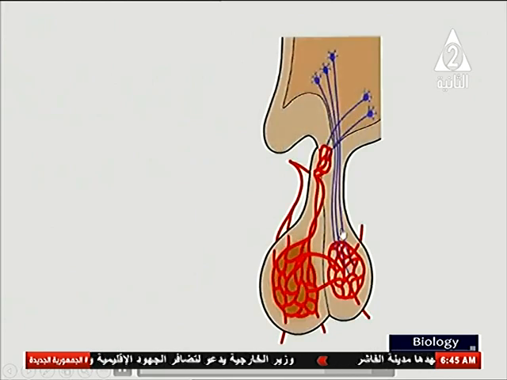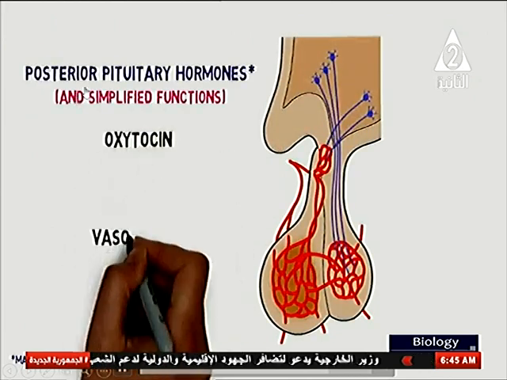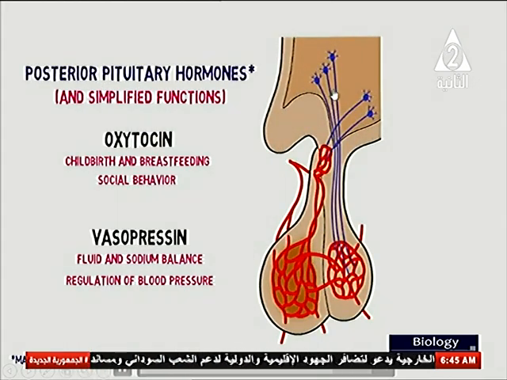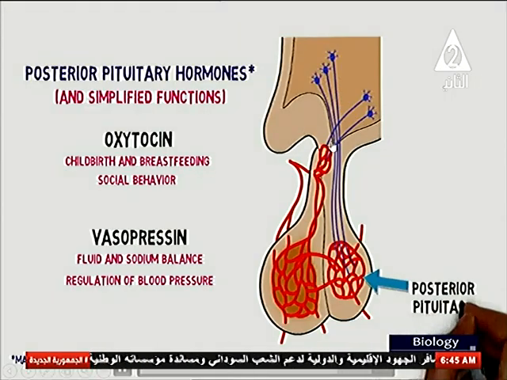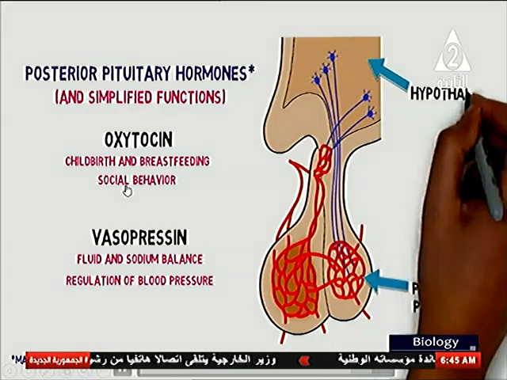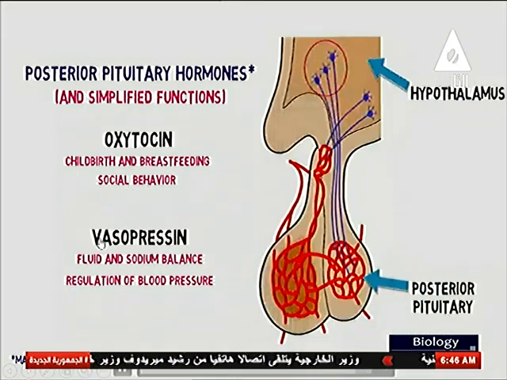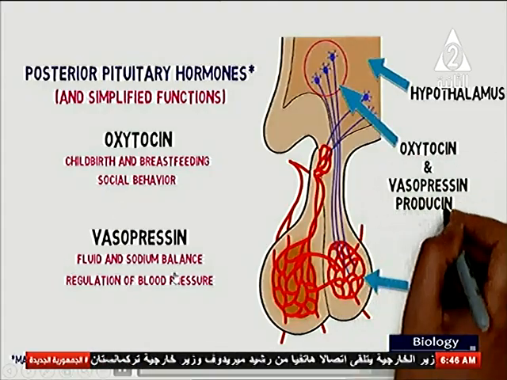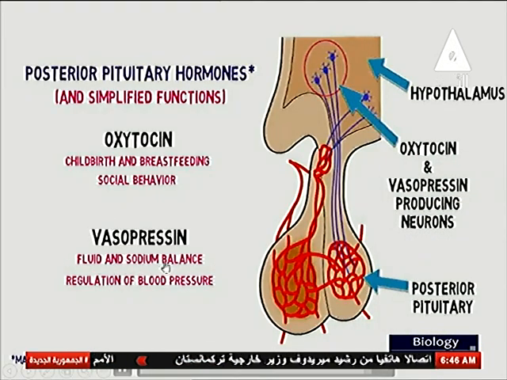Okay, these are the hormones of the posterior pituitary, and the nerves or neurons attached to it. Oxytocin hormone has a role in delivery and breastfeeding. Vasopressin has a role in controlling the blood pressure. Okay.